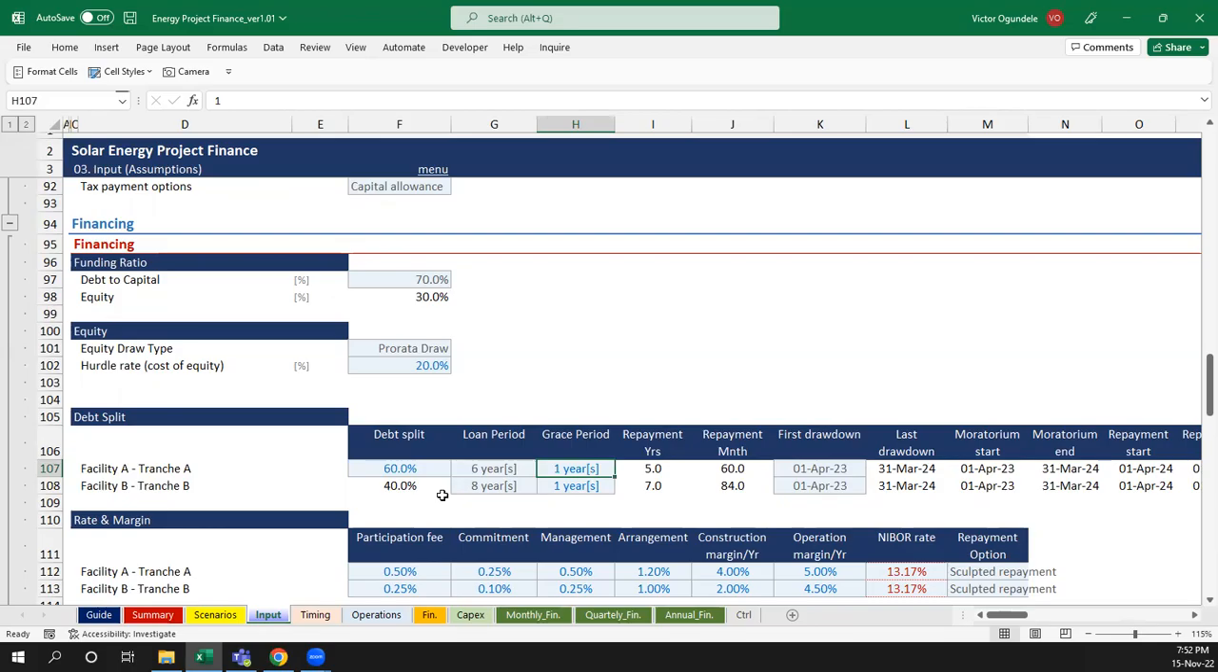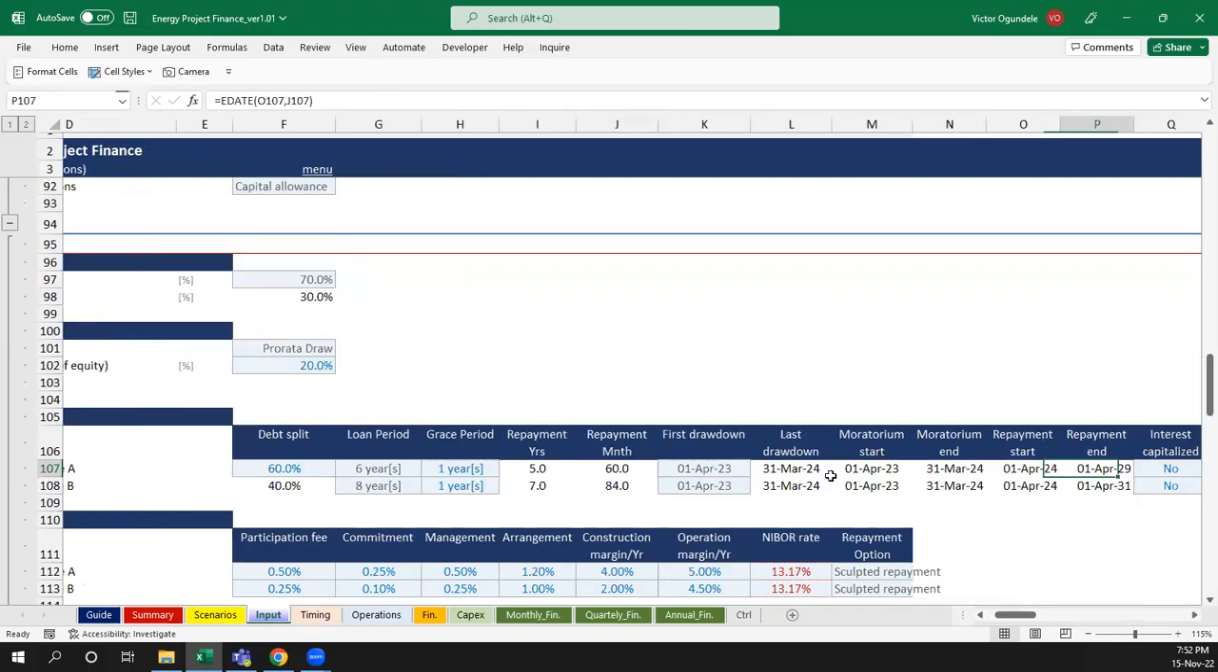But most times what the lenders usually agree with is that your loan period will be inclusive of your moratorium period. That's the same thing we have here. We are saying the loan period will be 6 years, and they're giving us a grace period, which means the repayment period will be over 5 years. The same thing goes for tranche B, the payment in months. Then the first drawdown, when you need the first debt to come in, you need to state the date. Maybe tranche A will fund phase one of the funding that we need, and tranche B will come in after. Those are the kind of things that you can also state in the model.